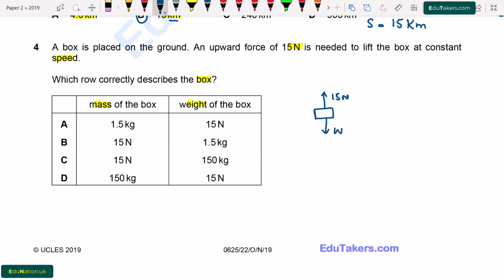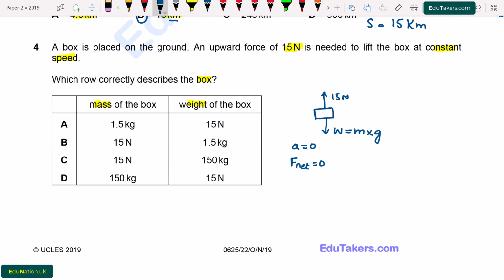And we know that weight is equal to the product of mass and g. Now it is given that an upward force of 15 Newton is needed to lift the box at constant speed. When the speed is constant, then acceleration will be equal to 0. So when acceleration is equal to 0, net force on this box will be equal to 0. And this net force is basically due to the weight and due to the upward force.